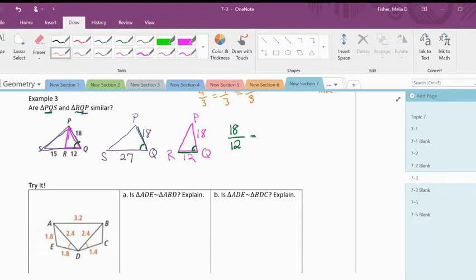And then let's put QS and QP together. So QS is 27 and QP is 18. So if we punch that into our calculator, we can do 18 divided by 12, and we get 1.5, or we get 27 divided by 18, which is 1.5.